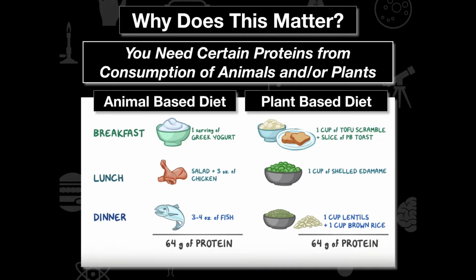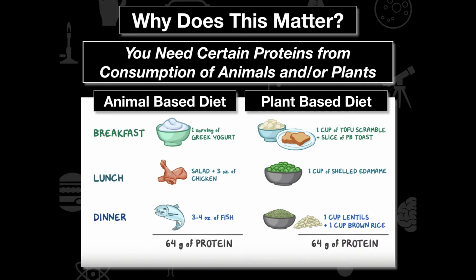So we can eat an animal-based diet and a plant-based diet and get the same amount of protein that's necessary for us to live. So let's say we had an animal-based diet where we had 1 serving of Greek yogurt, salad and chicken, and then 3 to 4 ounces of fish. We would get 64 grams of protein.